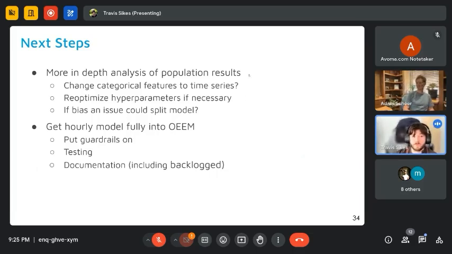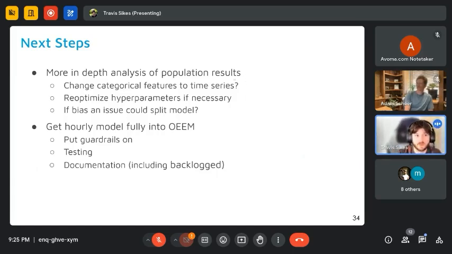Now, depending on what we find when we dig into these results, I'm particularly interested in changing some of our categorical features into time series to see if we end up with better results. One advantage of us tinkering with that PV installation date is we tried it first as a categorical feature and then as a time series. And we found that as a time series, it was much, much more accurate and provided a lot better results. So I'm curious now if we do that with other categorical features, if we also see an improvement.